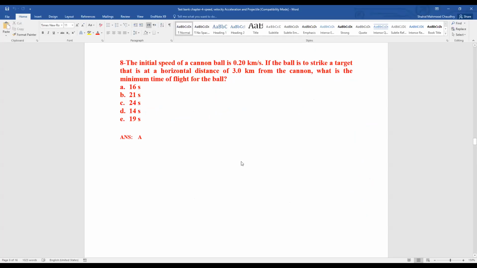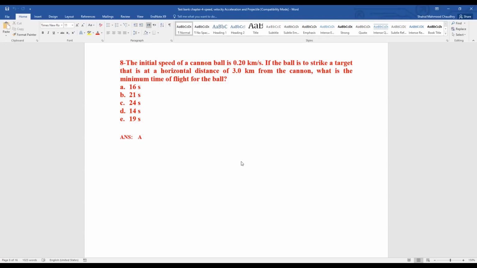Okay, now you can see the problems. All the problems are about projectile motion. Today I will solve the problems of projectile motion, and maybe some more problems I will solve in the next lecture. After the next lecture, we will start the last article of this chapter, uniform circular motion. Okay, let's see the problem.